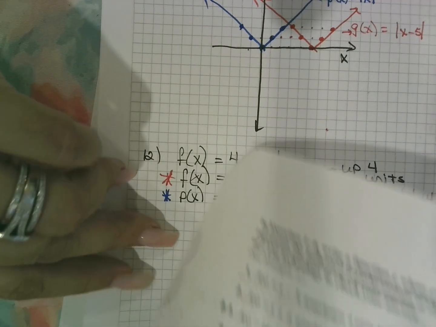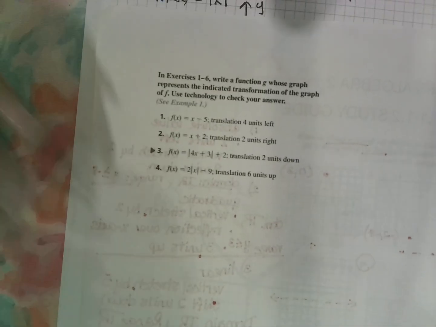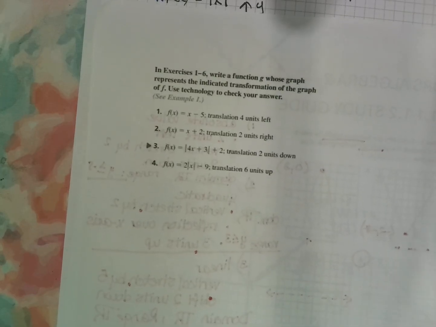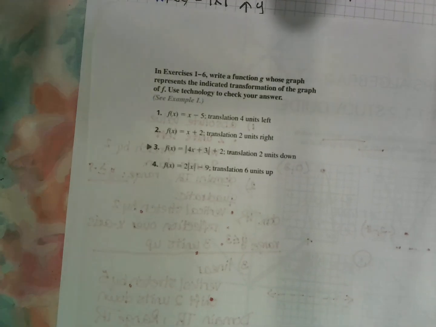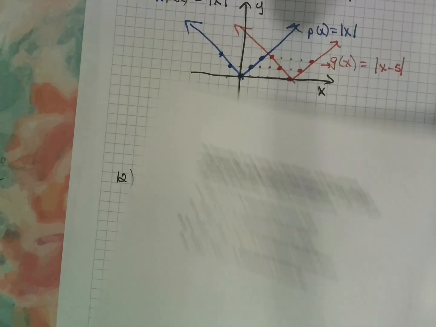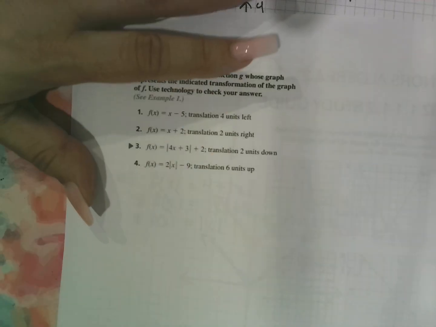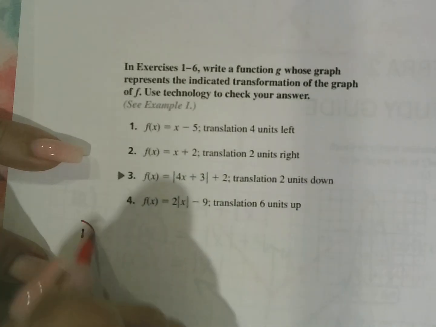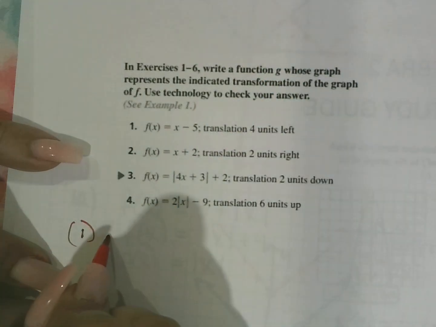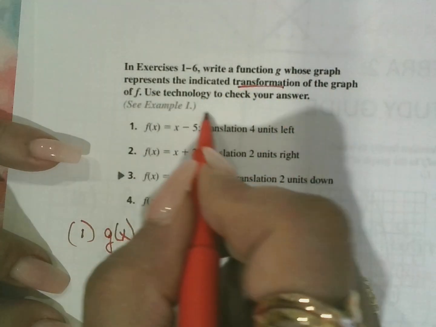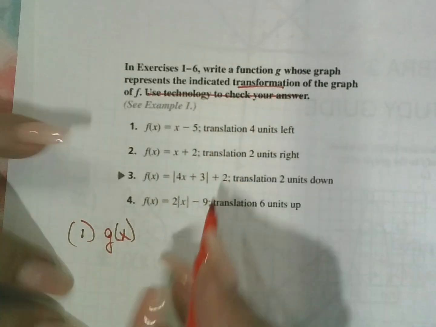Now we're going to look at the back of the paper. Let me see if I can get a clean one here. Just a minute. Alright, here we are. Make this a little larger. Okay, so here we're going to write a function g for all of these, whose graph represents the indicated transformation of the graph. Cross out that use technology. We're not going to do that.